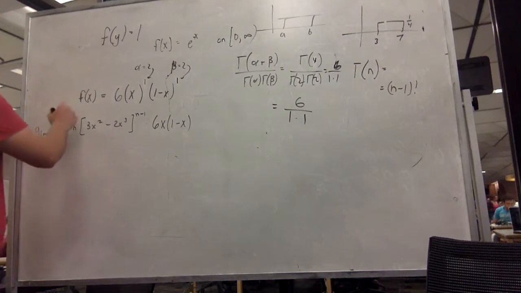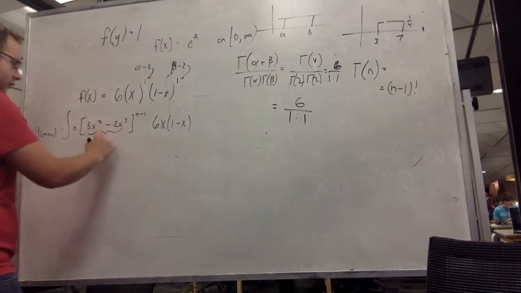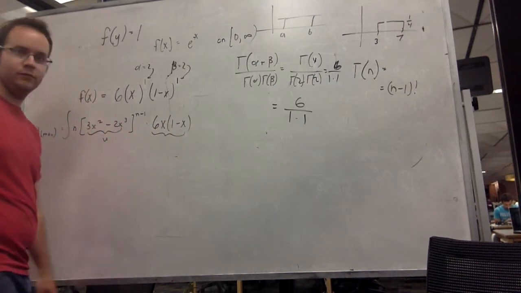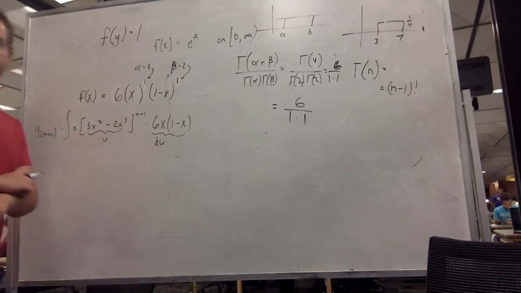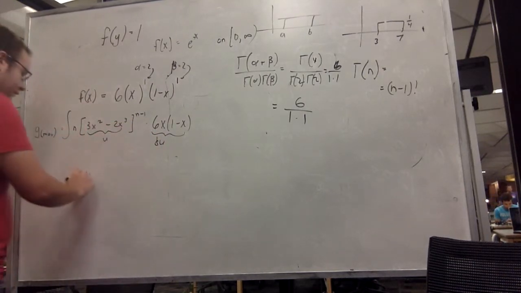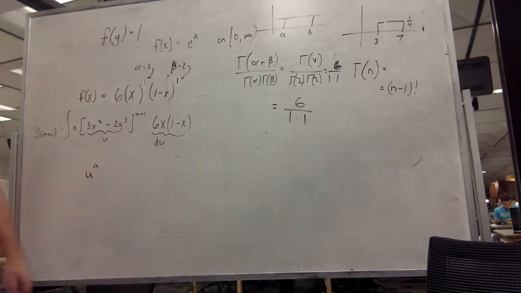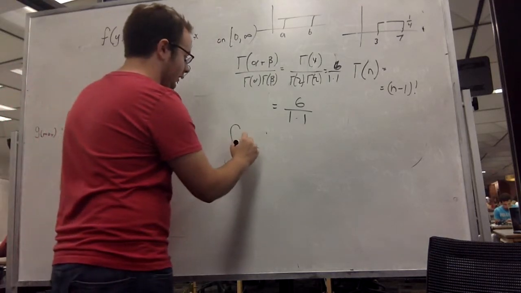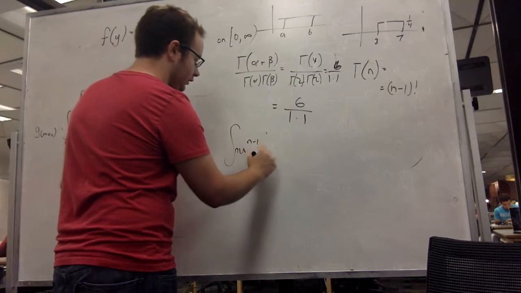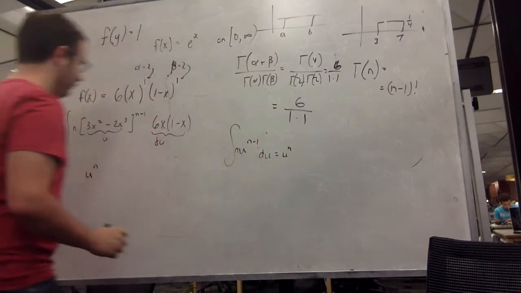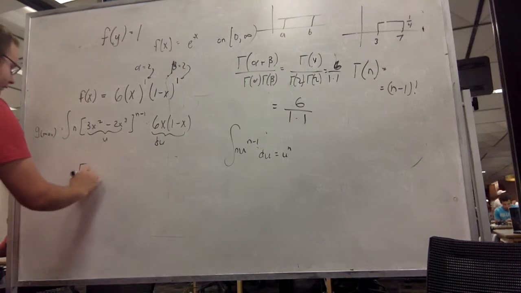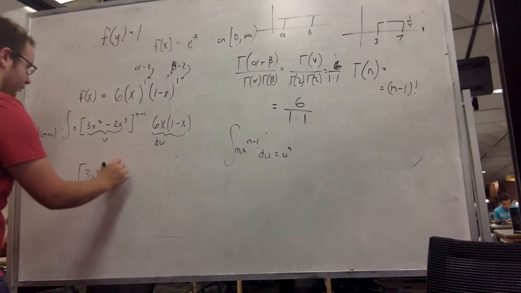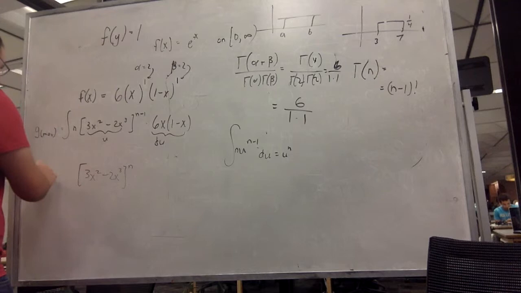So with the integration rule, this would be a u. What would this be? du. What's the integral of n u to the n minus 1 du? That would just be u to the n, right? It's working backwards. So this just gives me 3x squared minus 2x cubed to the n, and that's my CDF.